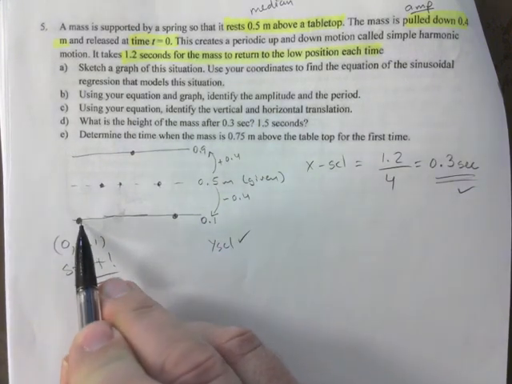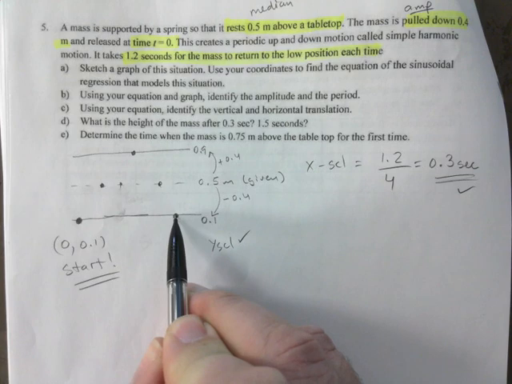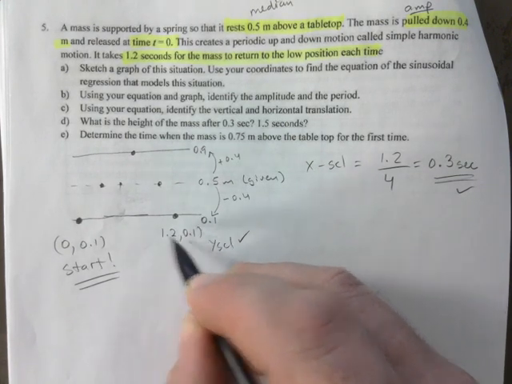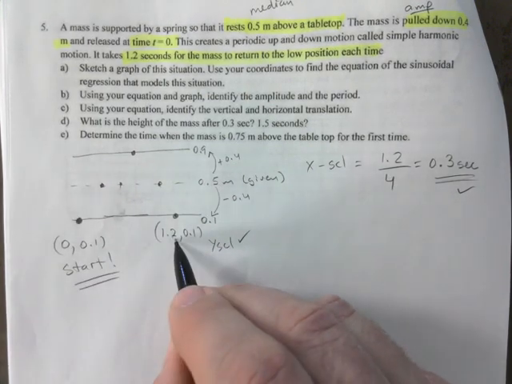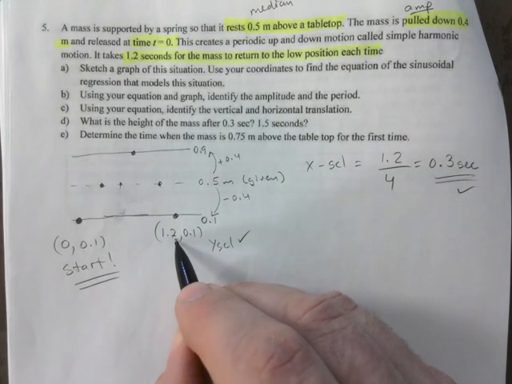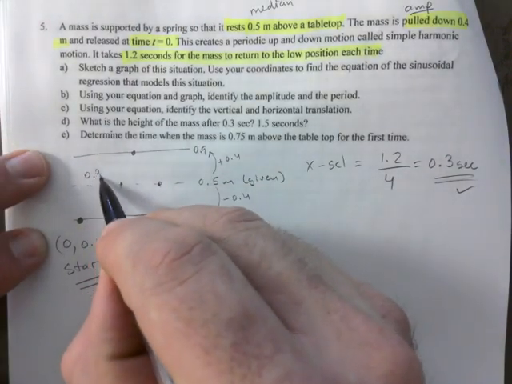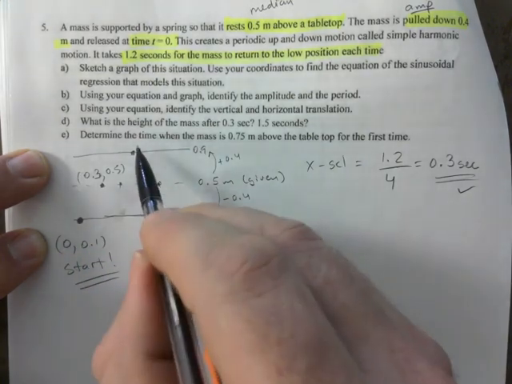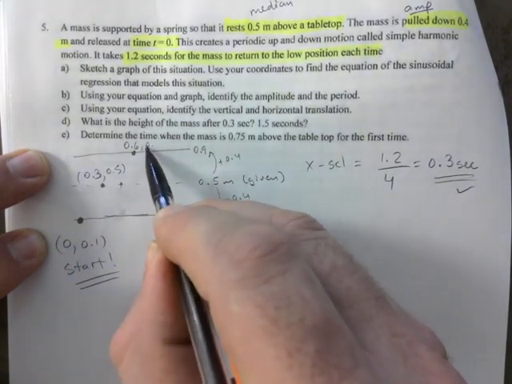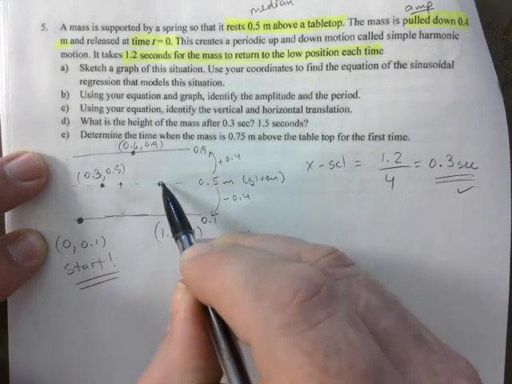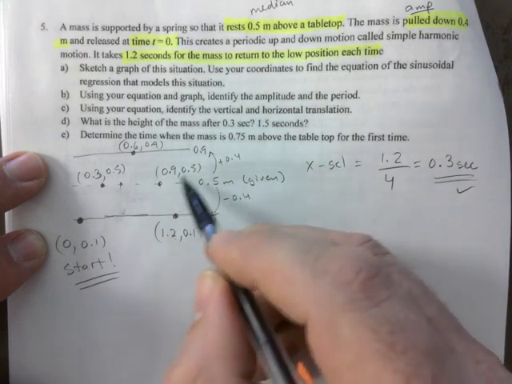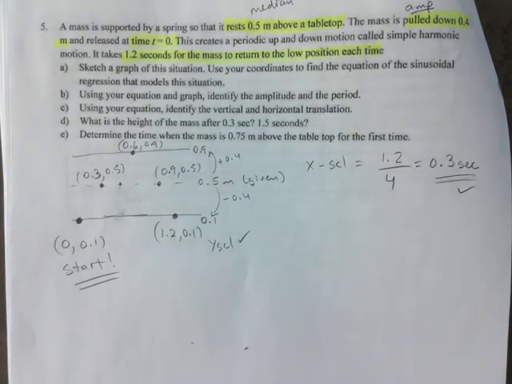We know for sure that from the start to being back at the low point is going to be 1.2, right? Because we start at 0, and 1.2 is a full cycle. So you can kind of predict that already. And then this is 0.3, 0.5, and this is 0.6, 0.9. And this is 0.9, 0.5. You've got to be very careful, right? It feels like numbers are all mixed up here. You just got to be careful.